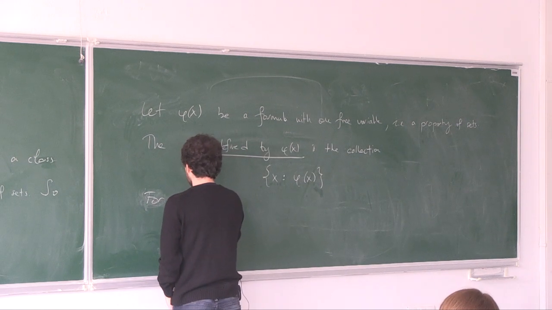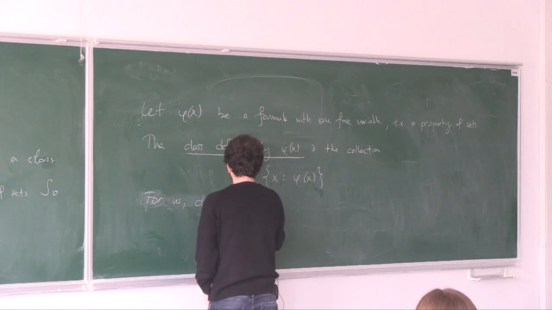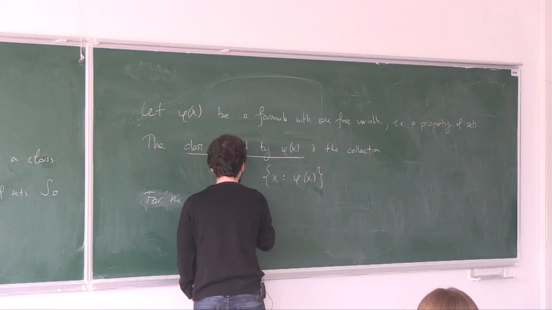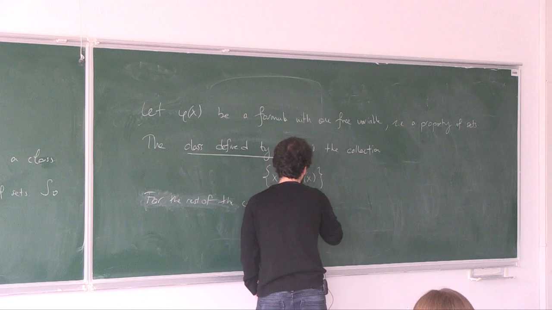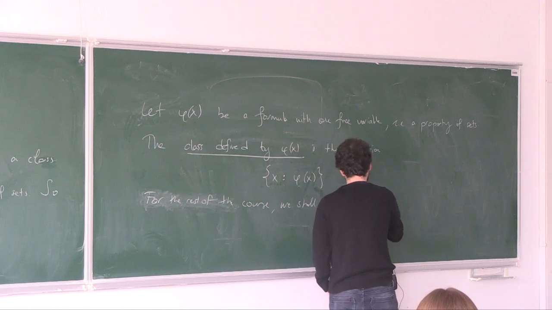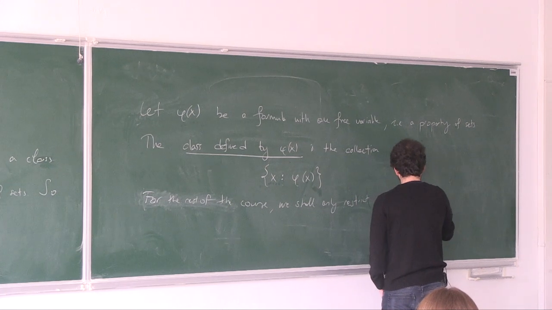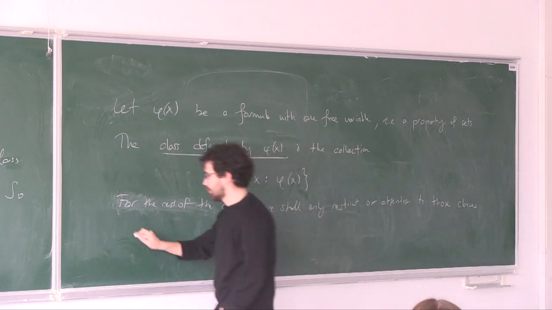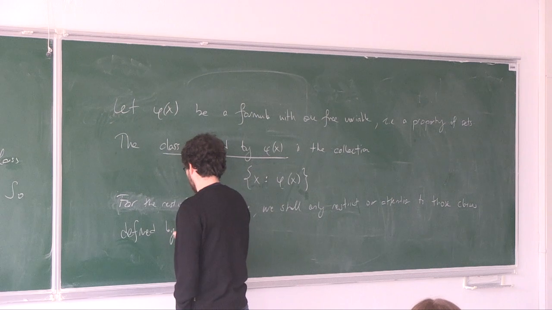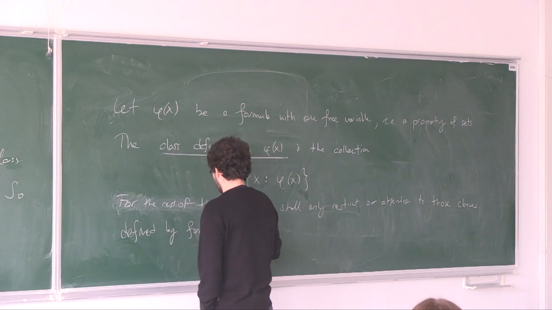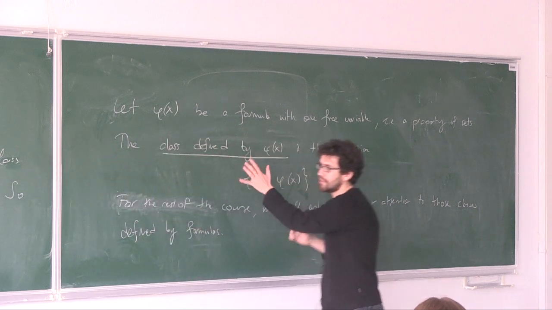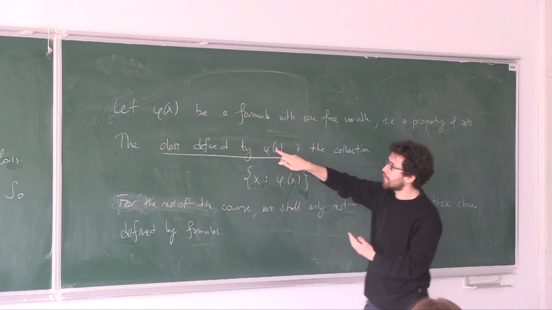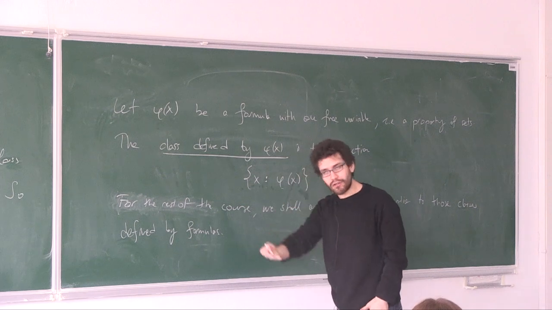So for us, classes, for the rest of the course, we shall only restrict our attention to those classes defined by formulas. So that was an informal definition. This is the more formal definition. For you, a class is a collection of this form. But this is a bit restrictive, having only one free variable here. Here is the more general version.